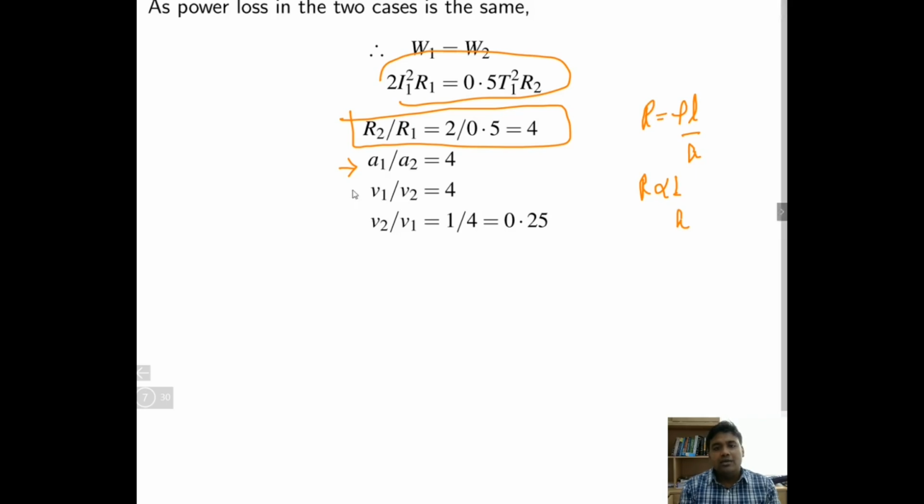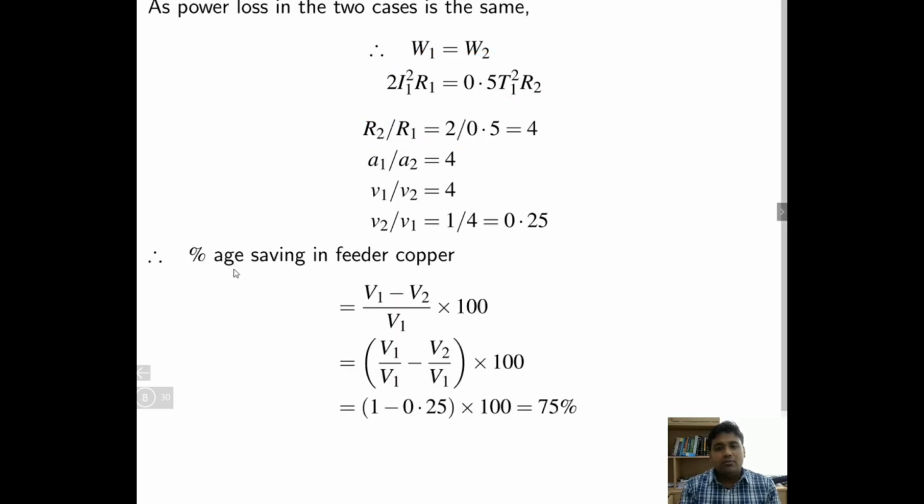Also we know that the volume is proportional to the area. So V1 is proportional to A1 and V2 is proportional to A2. So you have the volume V2 by V1 is equal to 1 by 4, which is equal to 0.25.